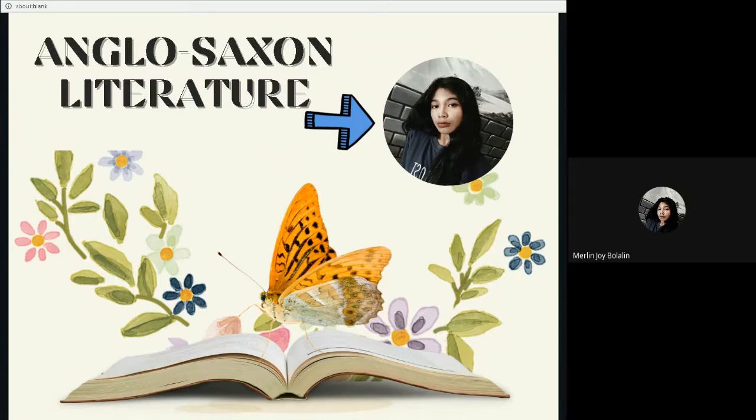Since it is from the ancient past, we know that some literature was only passed orally. If you can relate this English literature to Philippine literature, our Philippine literature also started with oral tradition. So the Anglo-Saxon literature began with spoken verse and incantations, with the purpose of passing tribal history and values to the audience that could not read.